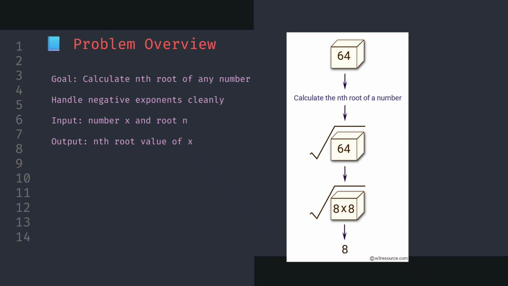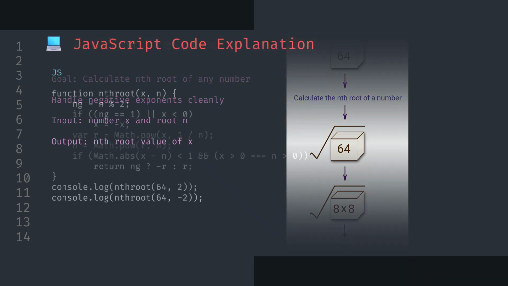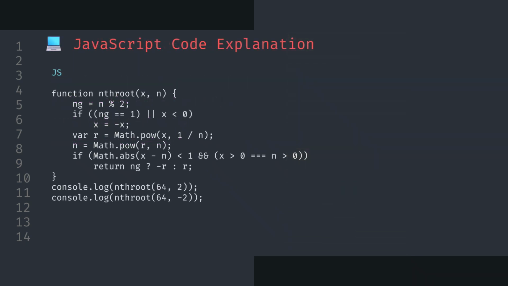Next, let's look at the JavaScript code that does this. We start by checking if the root is odd or the number is negative. Then, we calculate the power using Math.pow and handle the sign adjustments. Finally, we return the correct positive or negative result based on n. This handles both normal and inverse roots smoothly.